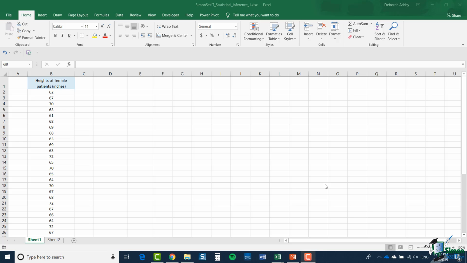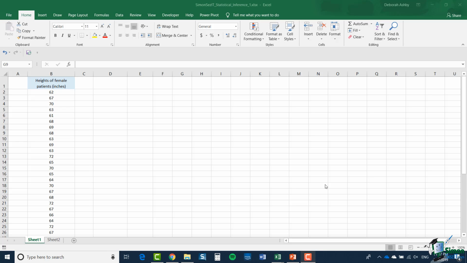Now, I'm going to base this section on a very straightforward example, and in this example, a doctor's surgery have taken the heights of a number of female patients. The heights are shown in inches in column B. And what we're going to do is use that sample to infer some properties of that population from which the sample was taken, and also to infer the likelihood of women having particular heights within the population.